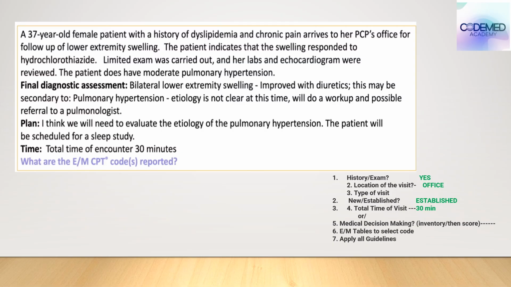Final diagnosis assessment, bilateral lower extremity swelling, improved with diuretics. This may be secondary to pulmonary hypertension. Etiology is not clear at this time. We'll do a workup and possible referral to pulmonologist. Plan, I think we will need to evaluate the etiology of the pulmonary hypertension. The patient will be scheduled for sleep study. Total time of encounter is 30 minutes.